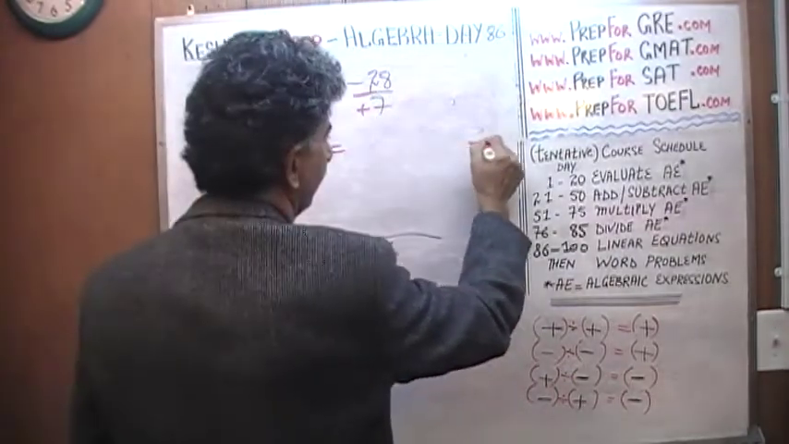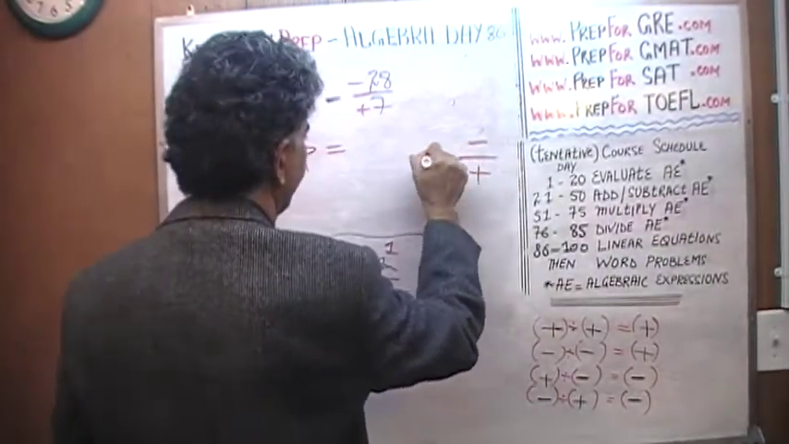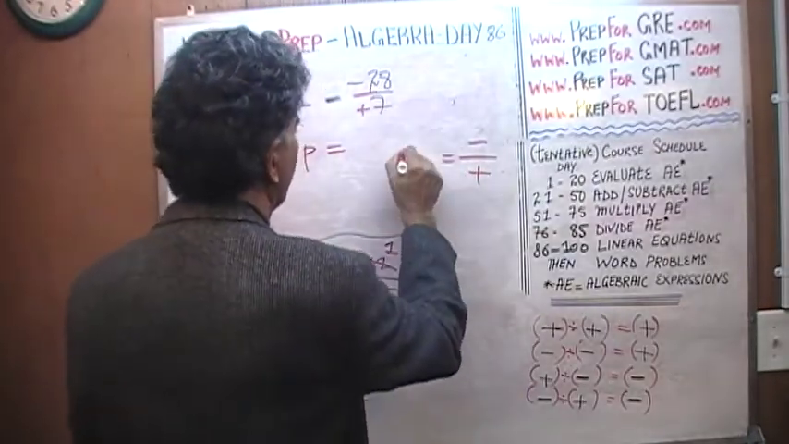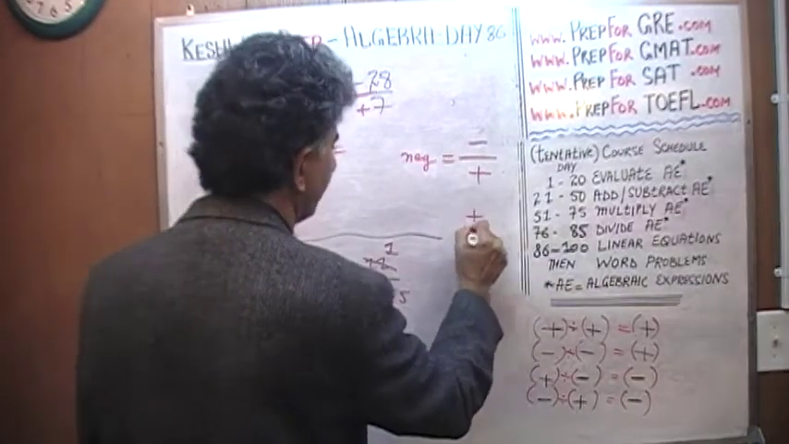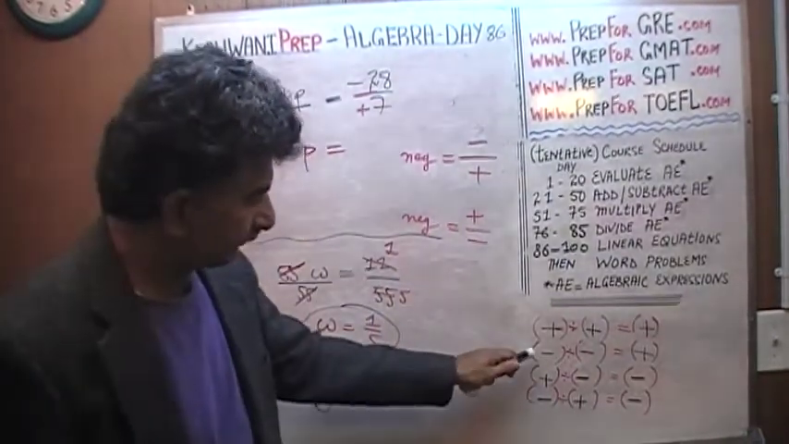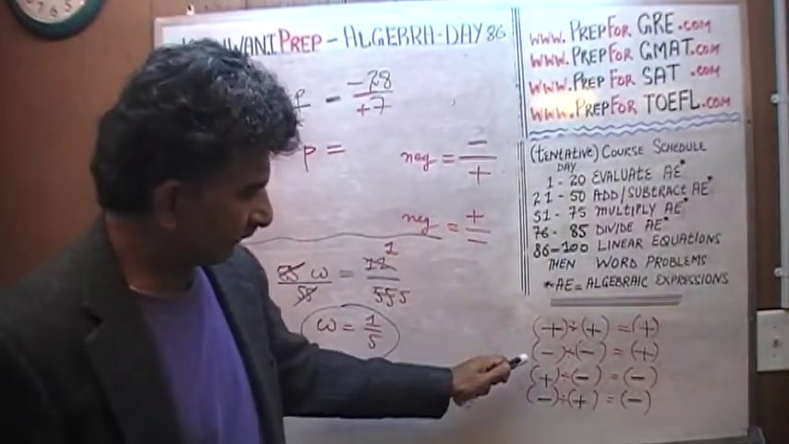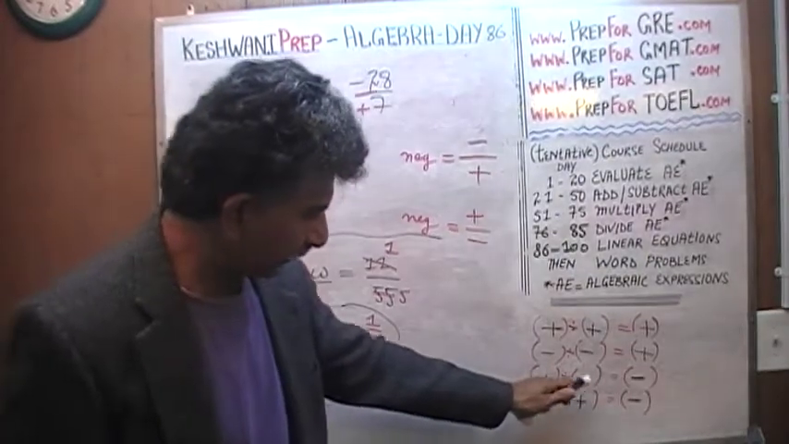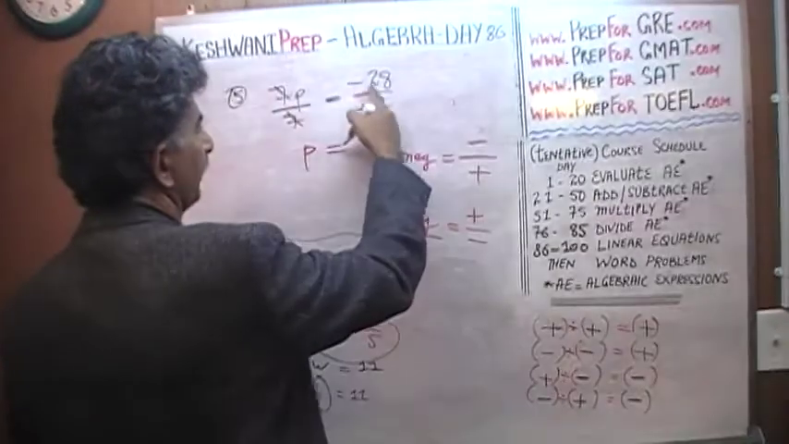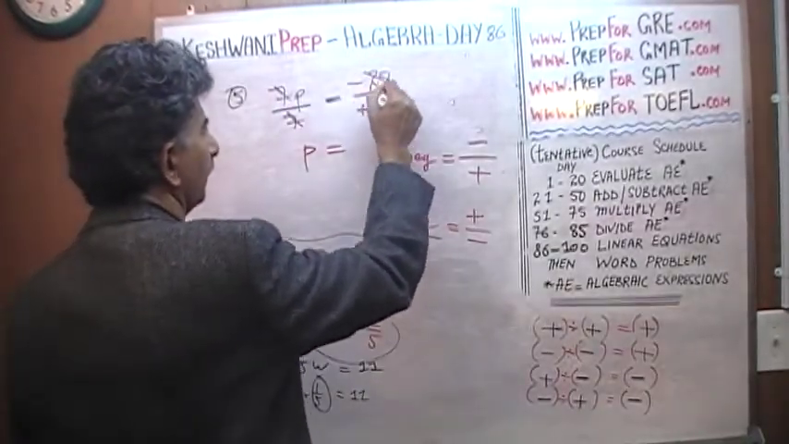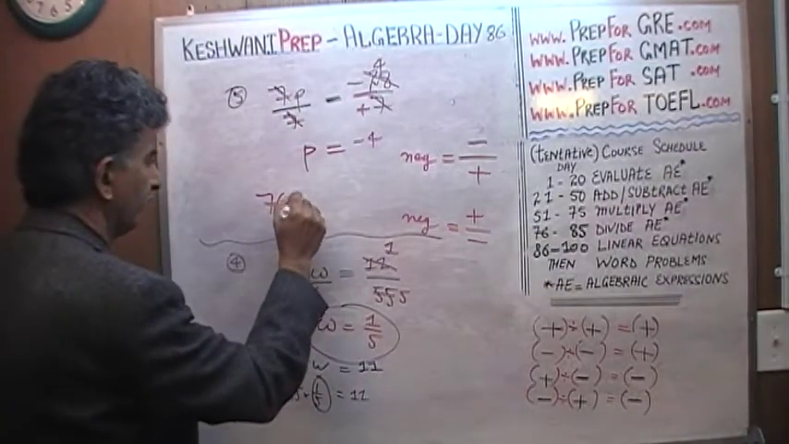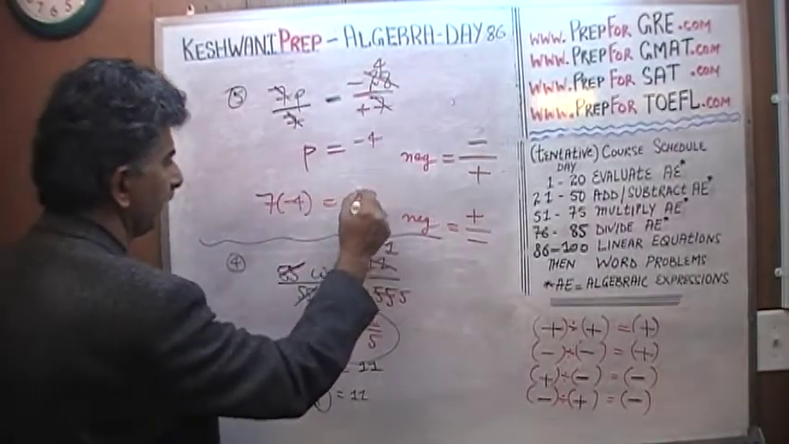We know that negative divided by positive equals negative. Positive divided by negative equals negative. As long as we have unlike signs, positive divided by negative equals negative, negative divided by positive equals negative. So, negative 28 over positive 7 gives us negative 4. Which makes sense because 7 times negative 4 is going to give us the negative 28 that we had.